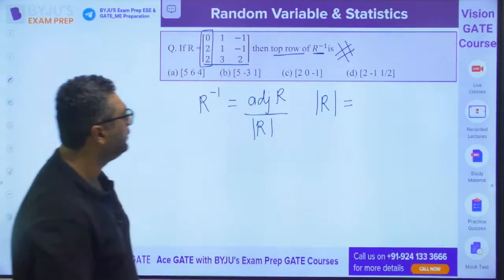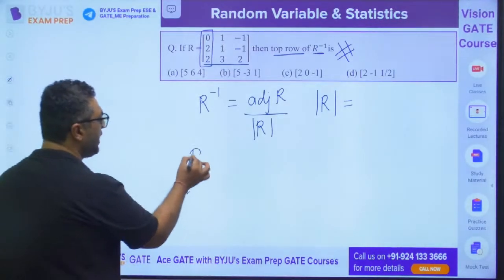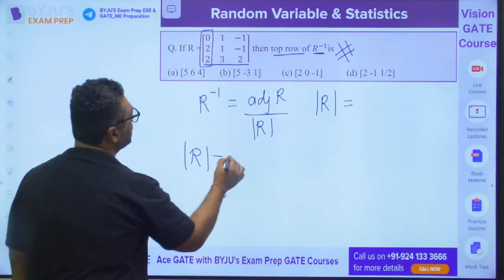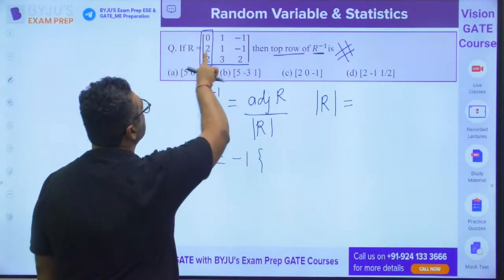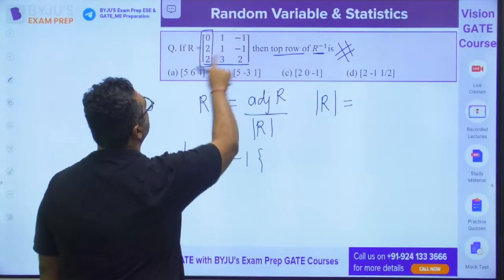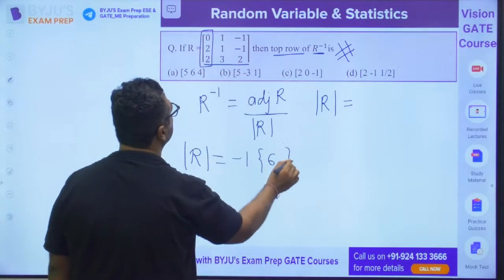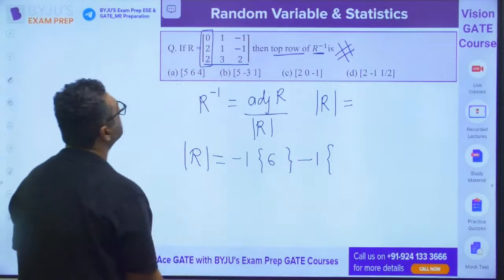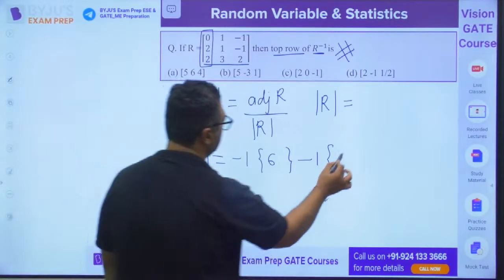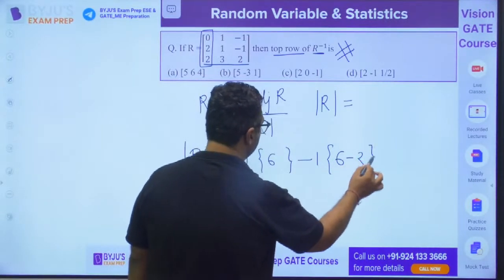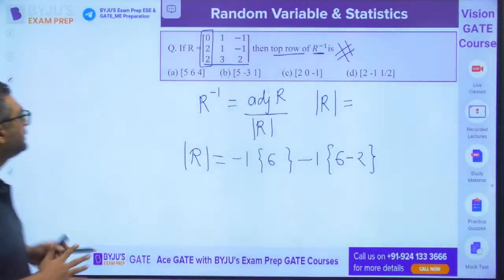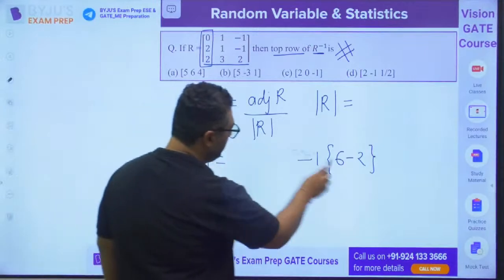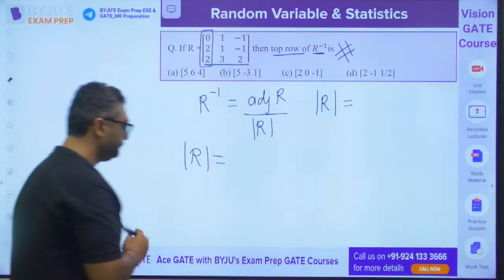The determinant of R is going to be minus 1, 4 plus 2, 6, then minus 1. Is it correct? Let me check it. Tell me what you are getting as the determinant.